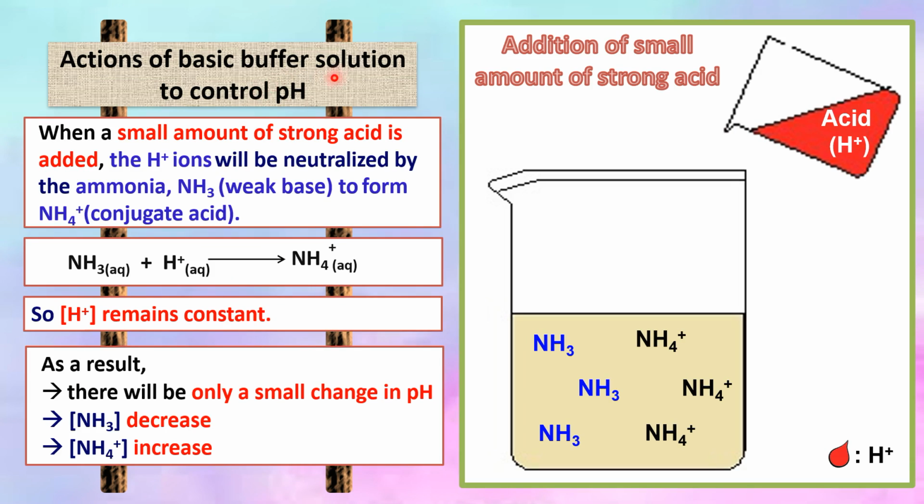How does a basic buffer solution control its pH when a small amount of strong acid is added? When a small amount of acid is added, the H plus ion will be neutralized by the ammonia, that is the weak base, to form the conjugate acid, that is NH4 plus. So the concentration of H plus remains constant. As a result, there will be only a small change in pH. The concentration of ammonia will decrease since the added H plus ion is neutralized by the ammonia, and the concentration of ammonium ion will increase.